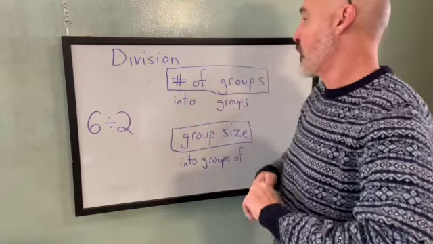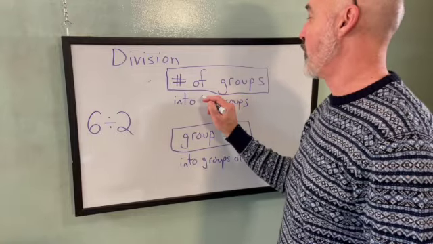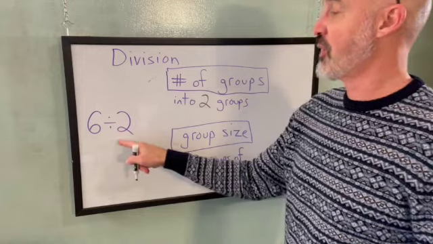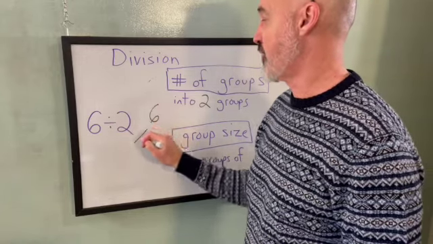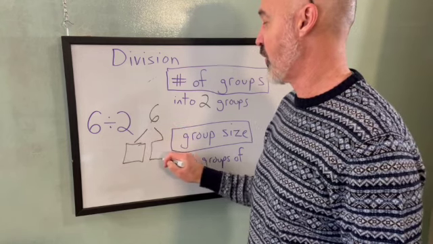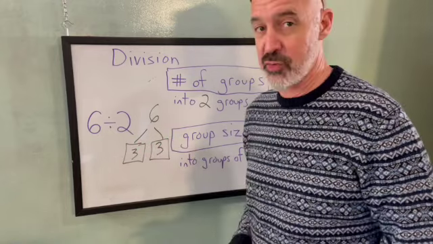6 could be divided into 2, as in the number of groups, into 2 groups. So if we had 6 divided into 2 groups, I could visually see it as one group and a second group. That would be 2 groups of 3.